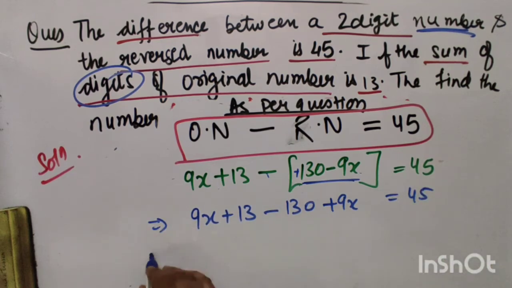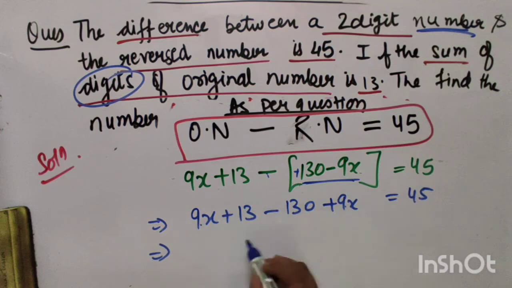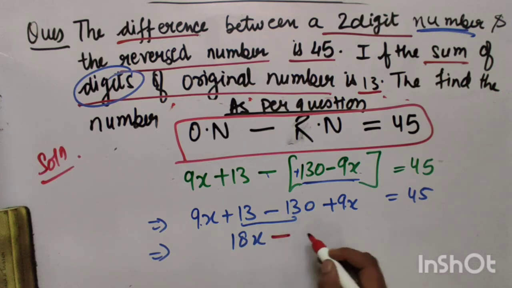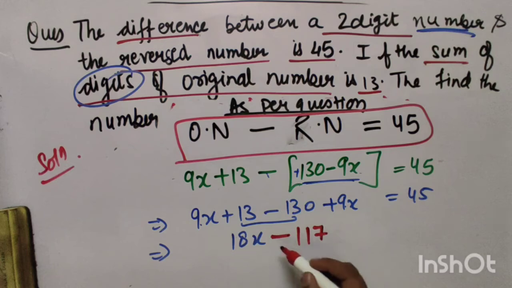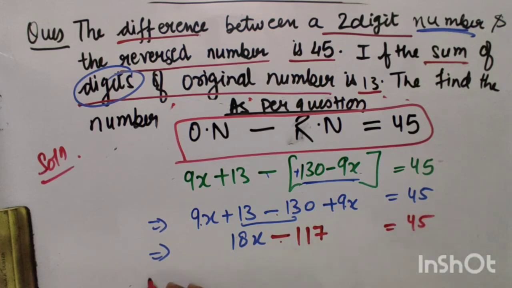Equals 45. Now let's come to the simplification. 9x will become 18x, and since both signs are the same, we get minus, 7, then 1, 1, right? As we can see, it is a numerically bigger number, so it will be negative only. So we are going to write the rest of the equation. Now keep continuing with the same.